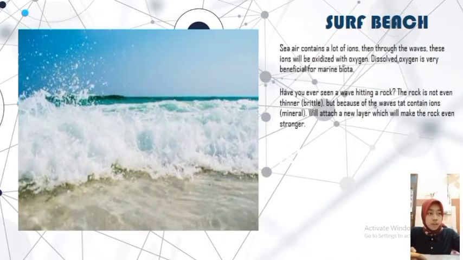And number three, surf beach. Another example of natural aeration is the waves on the beach. Sea air contains a lot of ions, then through the wave, these ions will be oxidized with oxygen. Dissolved oxygen is very beneficial for marine biota.